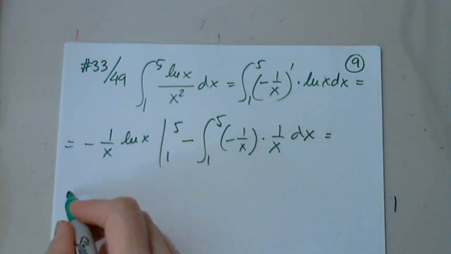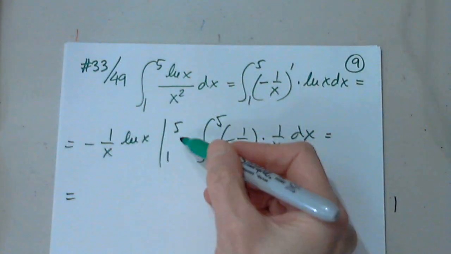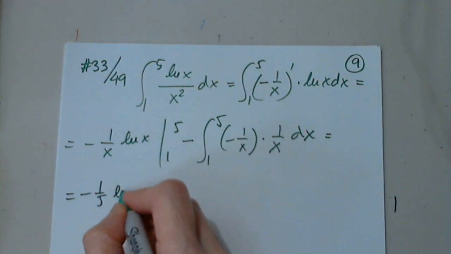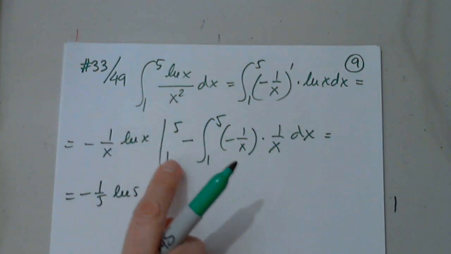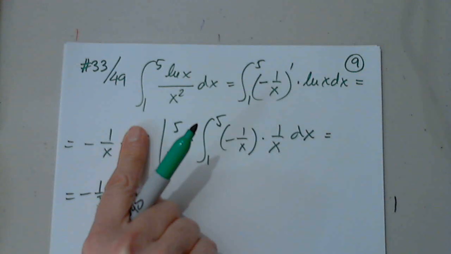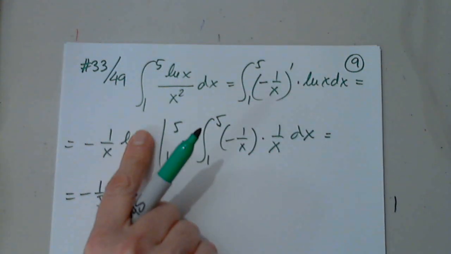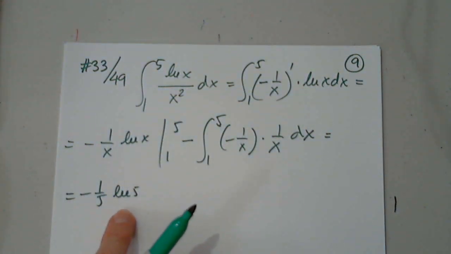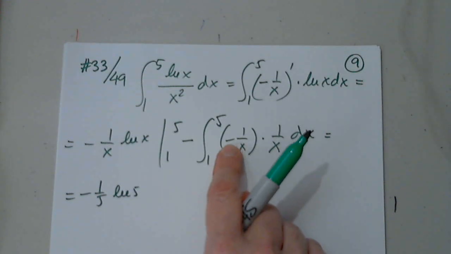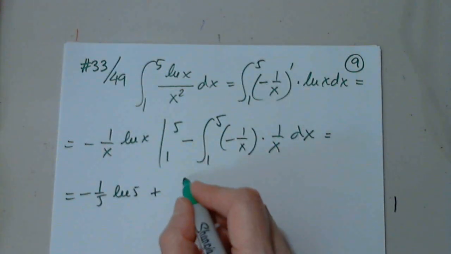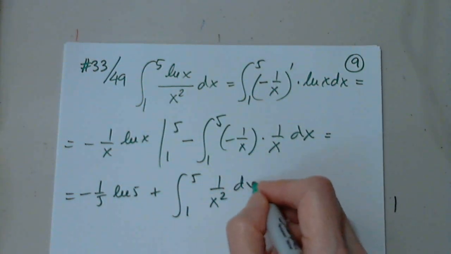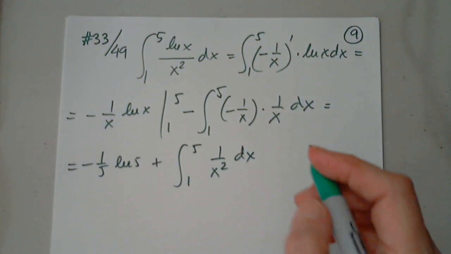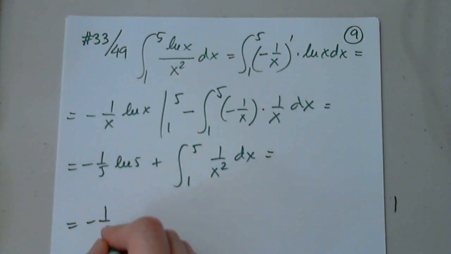Great. So now here I can finish it up, plug in 5, negative 1/5 natural log 5, but minus when I plug in 1, this is 0. 0 times negative 1 would be 0. So this is only this. Now, negative with negative, positive, the integral from 1 to 5 of 1 over x squared dx. Nice, again. So this is negative 1/5 natural log 5.